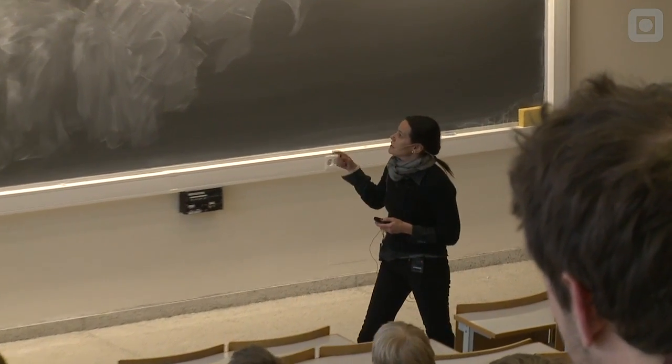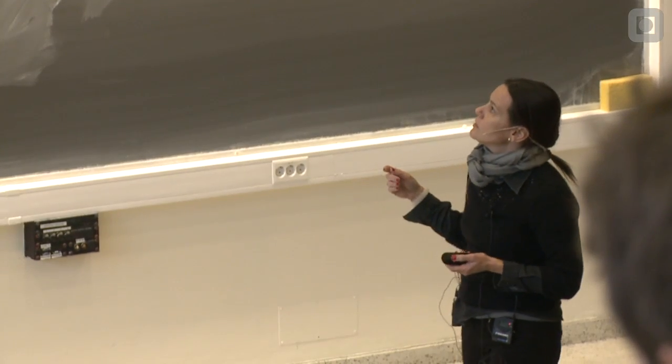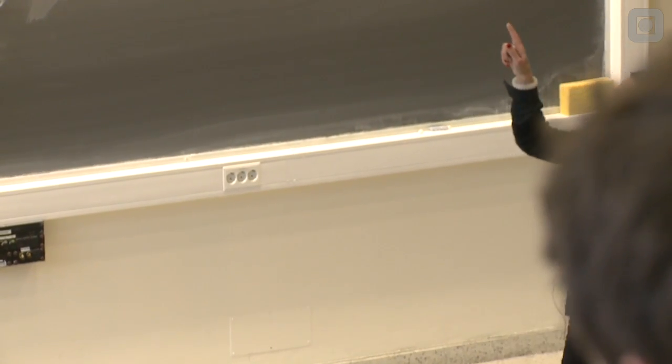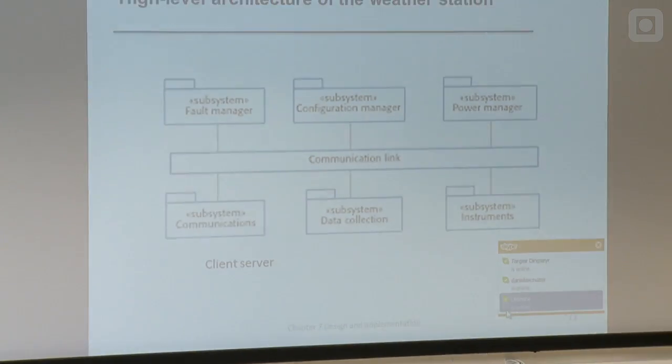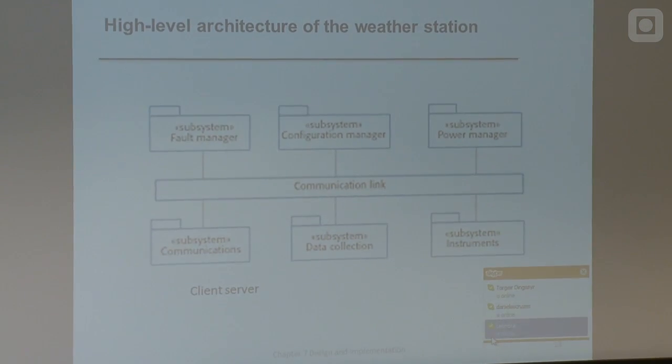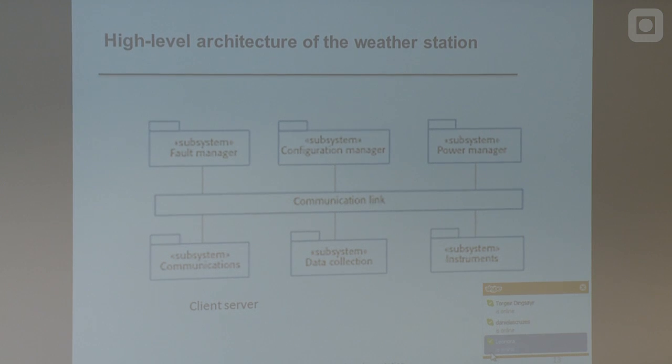So we see there that the architecture is a traditional client-server architecture. We have 6 modules, 6 components. One is dealing with power management, one is dealing with a different instrument, data collection, configuration manager of the weather station, fault manager, and communication to the satellite. We go inside one of these components. This is very typical for the components that are most important. We ask for further specification.